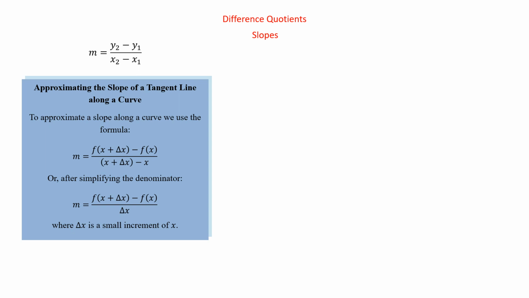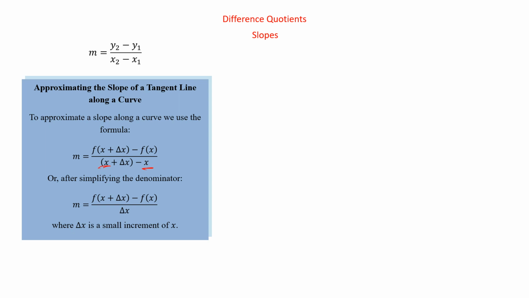Same idea, except we're going to use very small increments of x. And then in the denominator, the x's always cancel each other out, so that could just be delta x down there. So just a change in x. And so by using small delta x's, we're going to get closer and closer to the slope of what the tangent line is going to be. The smaller that delta x value is, the better approximation we will have.